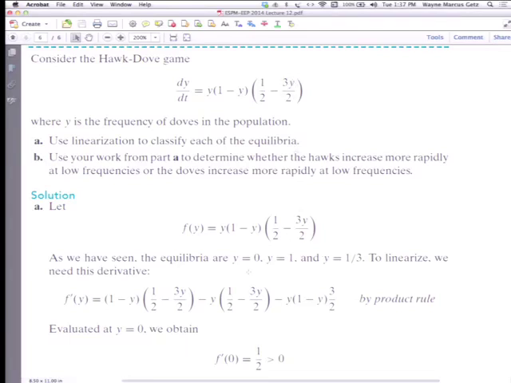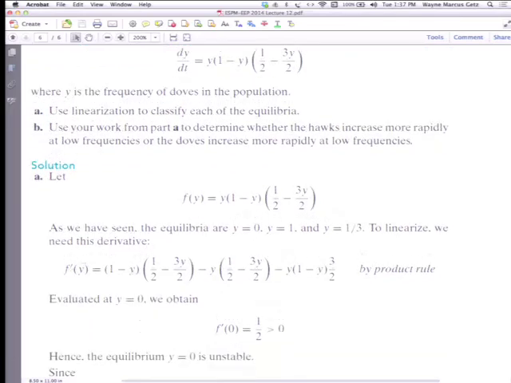Now if I take this function and differentiate it, I use the product rule. It's got 3 factors. So it's this times the derivative of that, this times the derivative of that, or the last 2 factors times the derivative of the first. I can write these out, and then I can evaluate the derivative when y is equal to 0. So this is the derivative. I put y equal to 0, and I get f'(0) is a half.